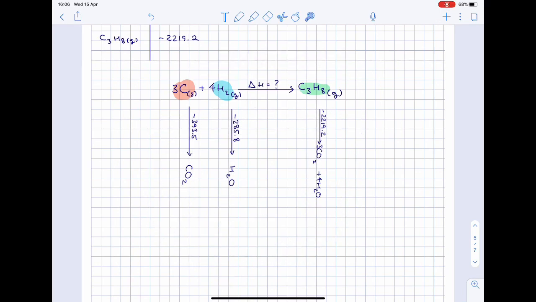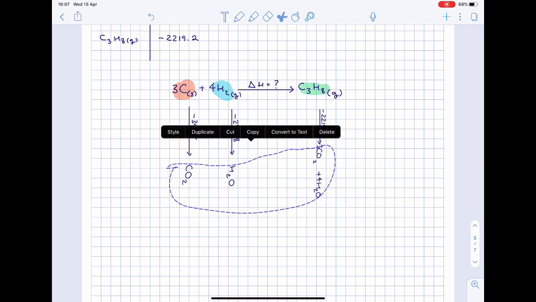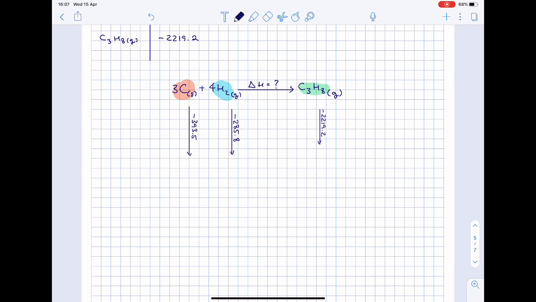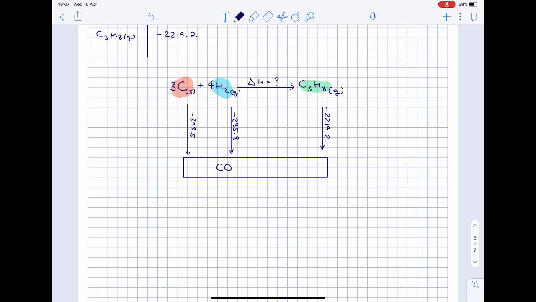Now you notice then down here on the other side of these arrows, we've got the products of combustion for these species. So these are carbon dioxide and water. And what I'm going to do is group these together in a box. So I'm just going to tidy that up and put all these in a box together. I'm just going to draw a box. So we could write carbon dioxide and water like that. We can leave it as that.